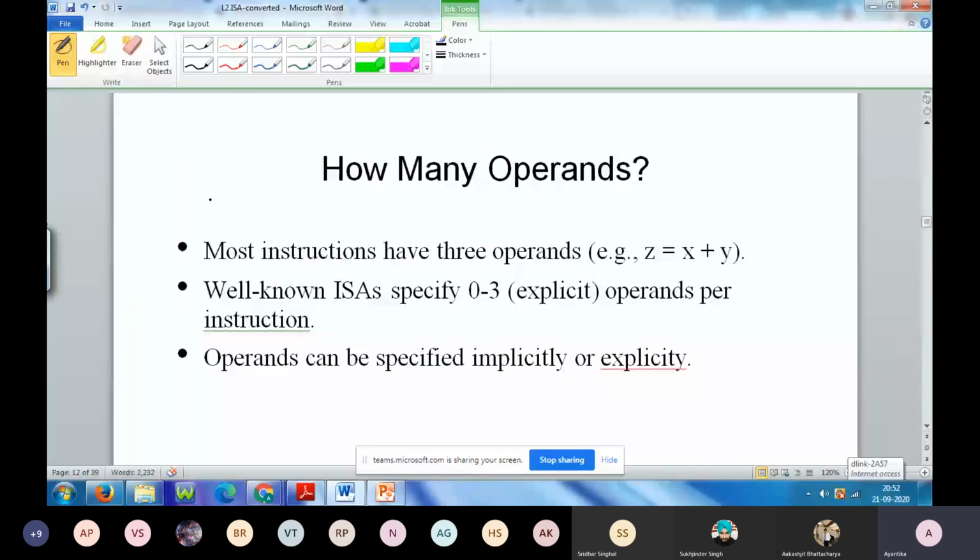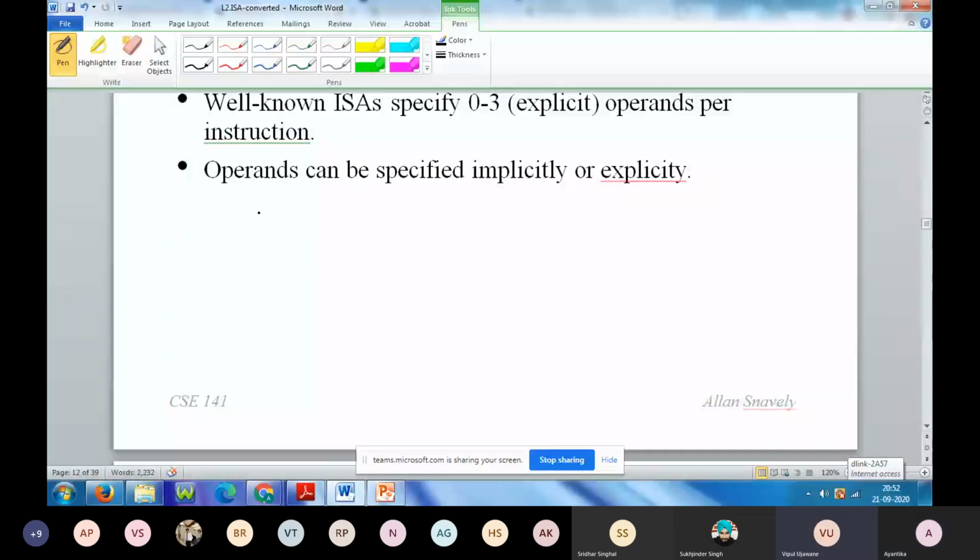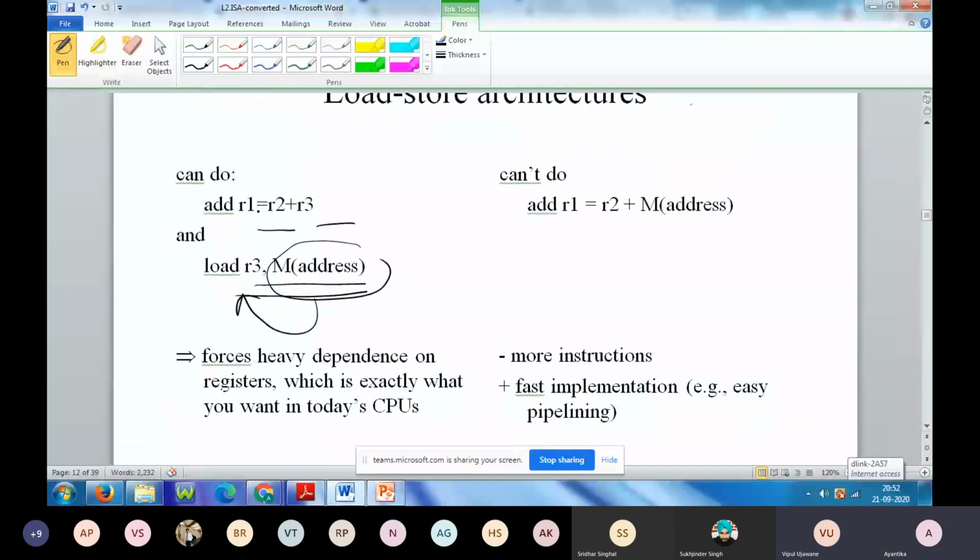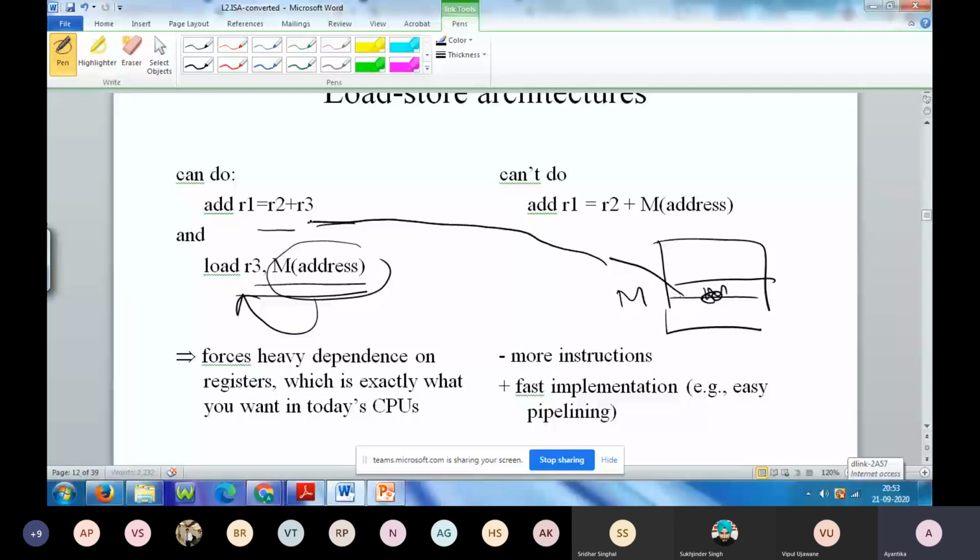Ma'am, in this, is M the address or the value at a specific address? Here they have taken the address, just M. This is the address of a specific location in your memory. You have some location M. From that location M, you are fetching the value from this address, and you are storing that to your register R3.